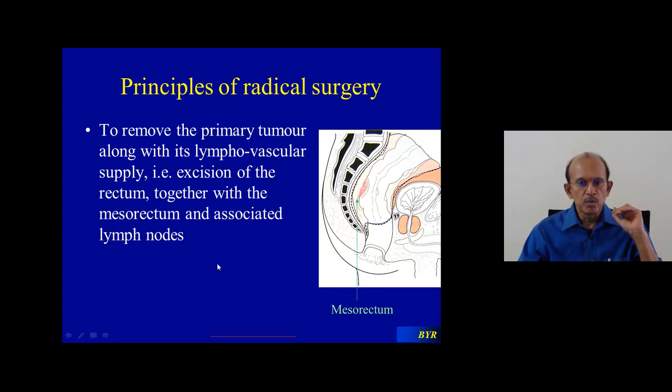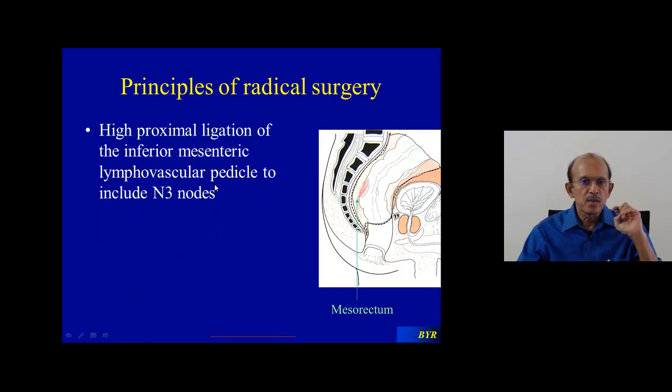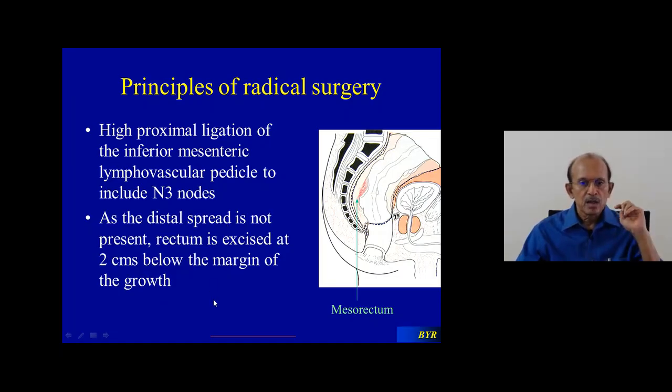The principle is to remove the primary tumor along with its lymphovascular supply. That is excision of the rectum together with the mesorectum and associated lymph nodes. So all these things have to be removed. The lymph node spread occurs proximally. The proximal extent of the resection is up to the sigmoid colon. High proximal ligation of the inferior mesenteric lymphovascular pedicle to include N3 nodes. N3 nodes means the central nodes. And the distal spread is not present. The rectum is excised at 2 centimeters below the margin of the growth.